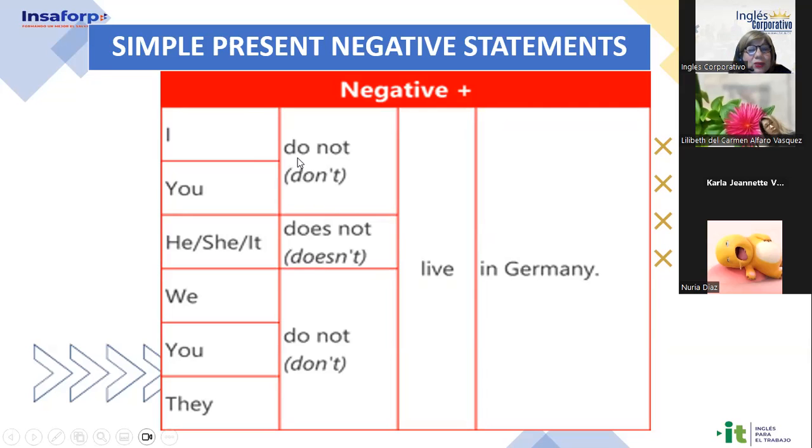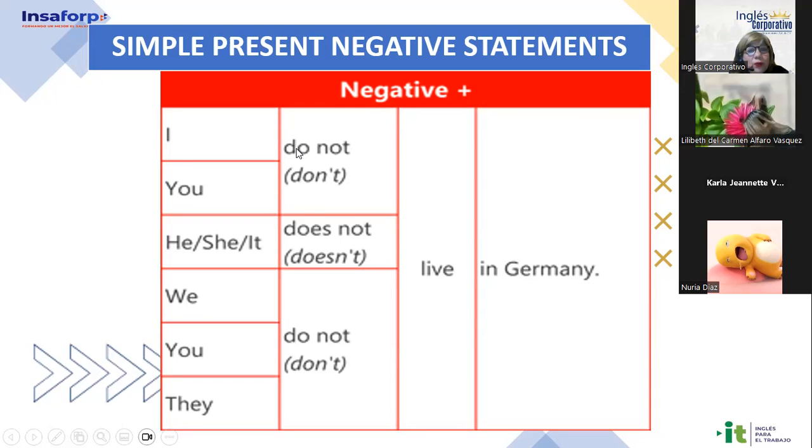Ok. Si ustedes le buscan una explicación aquí, ¿qué significa esto? No la van a encontrar, porque do, el auxiliar, no significa nada. Solo es un comodín. Igual que la pregunta, también la oración negativa, el do solo es un comodín. No significa nada. Ok. You say, I do not live in Germany. No vivo en Alemania, right? It's negative. I do not live in Germany. You do not live in Germany, or you don't live in Germany. He does not live in Germany, or he doesn't live in Germany.